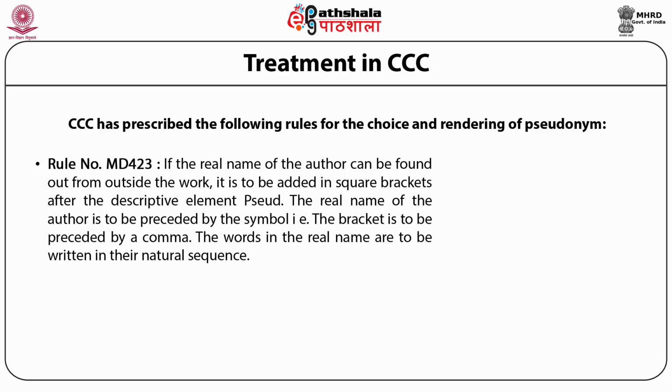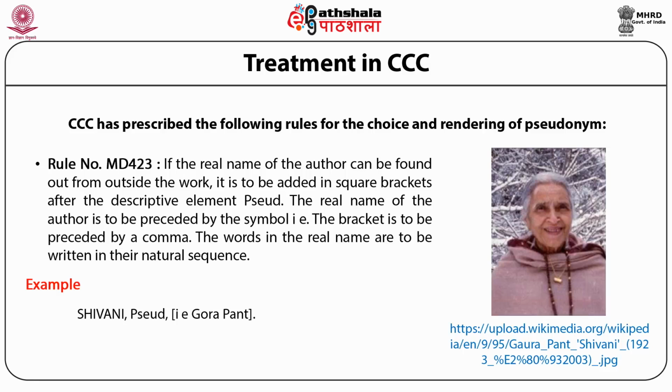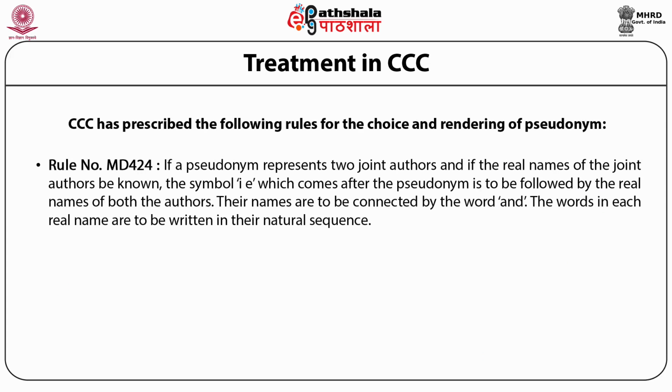The real name of the author is to be preceded by a symbol, that is, the bracket is to be preceded by a comma. The words in the real name are to be written in their natural sequence. For example, Shivani, Sood, underline, within square brackets, i.e. Gorapant. Gorapant is the real name of the author of the book, and she has written all the books under pseudonym Shivani.